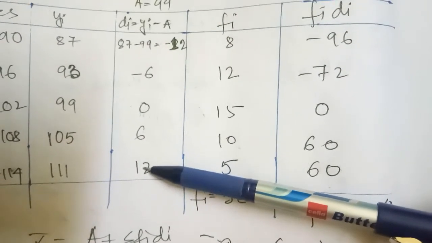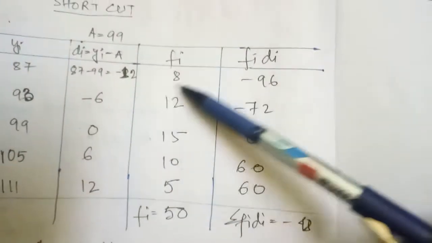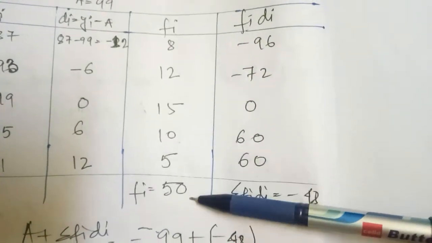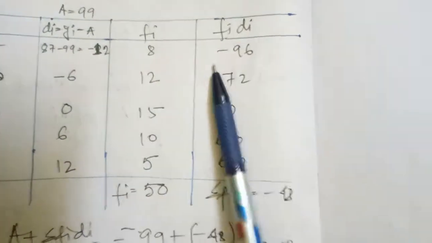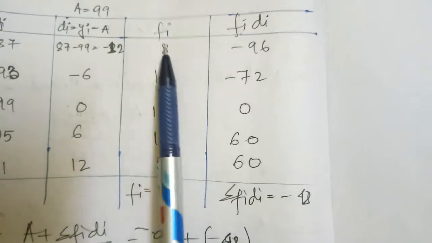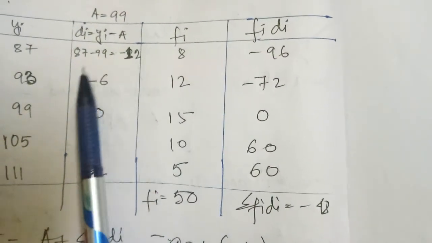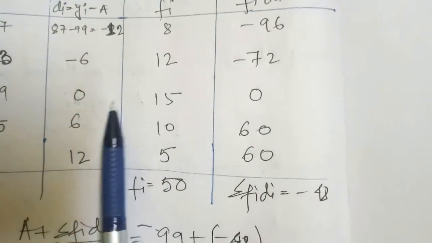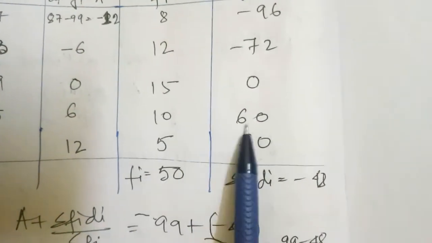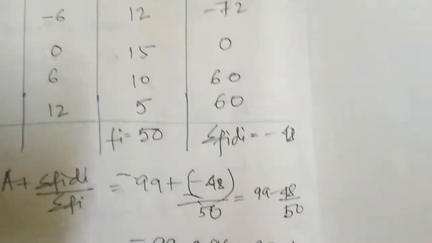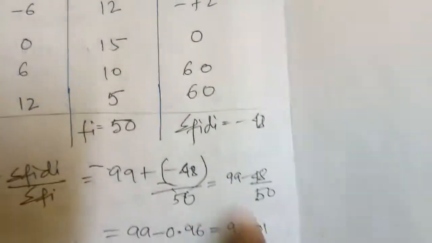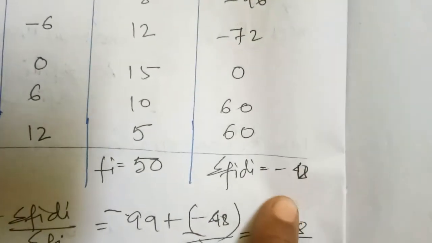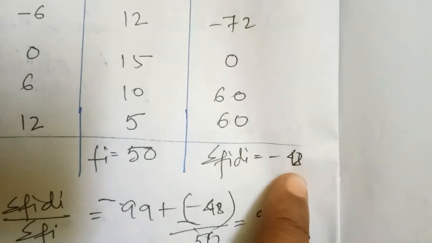Okay, next we come across the frequency, which is given in the book; you have written it here only. Now the last column is fi into di. Minus 12 into 8 is minus 96, minus 6 into 12 is minus 72, 0 into 15 is 0, 6 into 10 is 60, 12 into 5 is 60. After doing all the calculations, summation fi di is coming minus 48 and summation fi is coming 50.